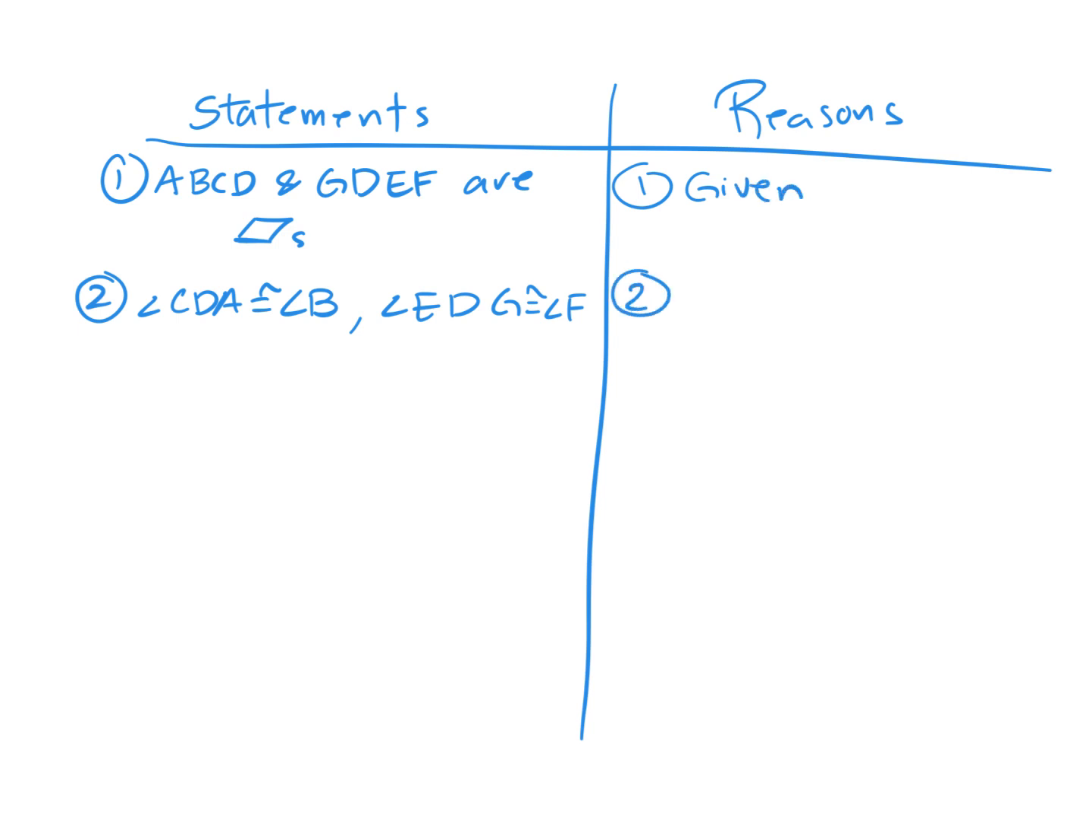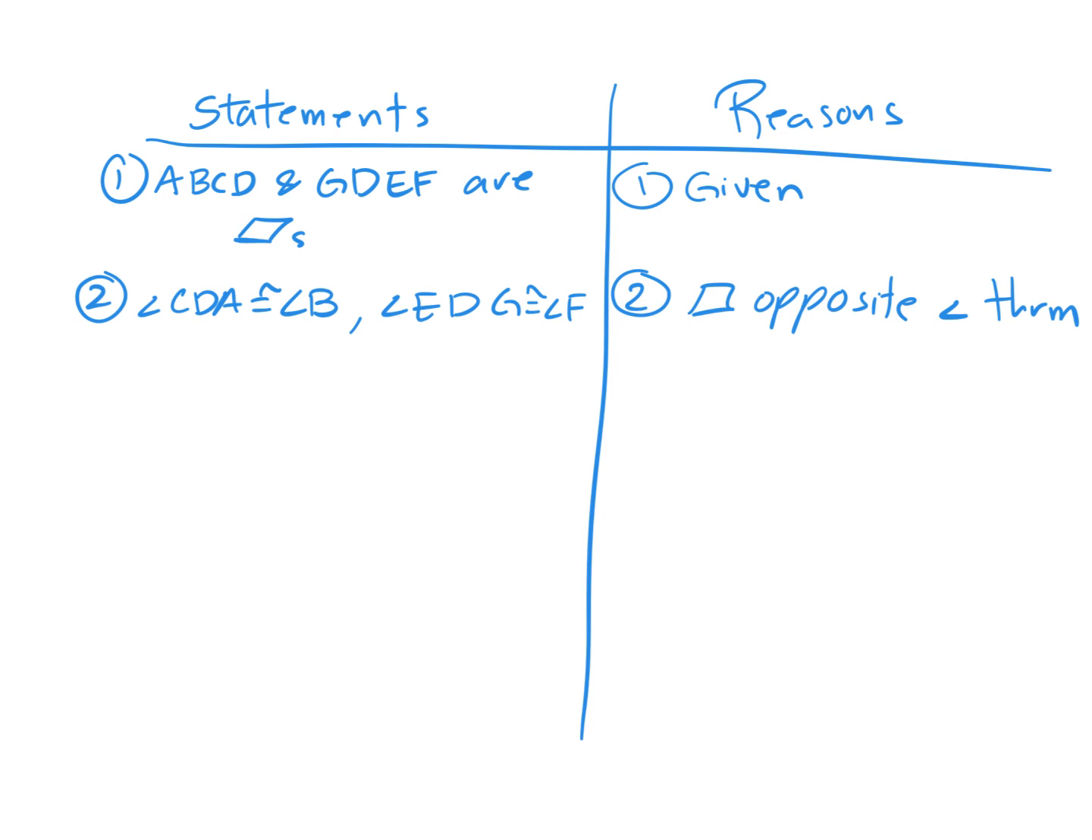We also know that for this one, those are congruent because of the parallelogram opposite angle theorem. So just remember that if it's stated that it's a parallelogram, we can use any of the properties that we know are true in order to prove it. In this case, the parallelogram opposite angle theorem will be the one to prove that angle B and angle CDA, and angle F and angle EDG are congruent.